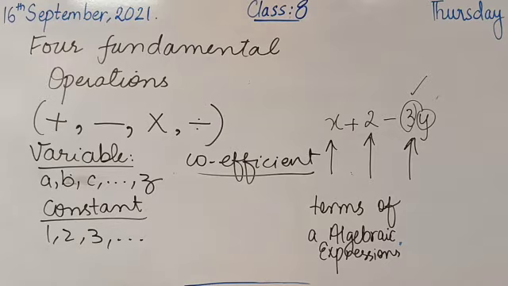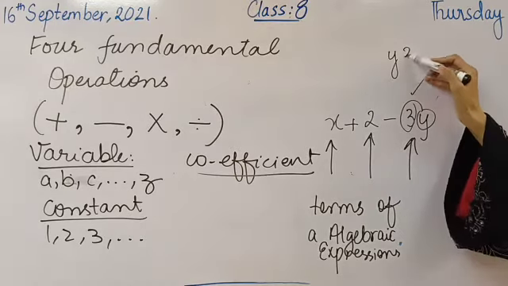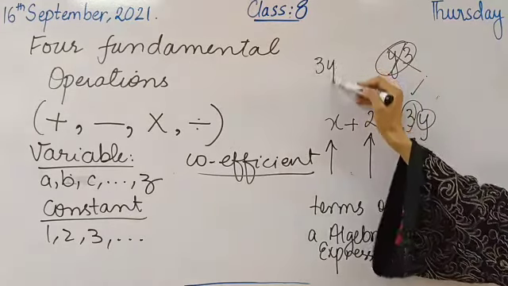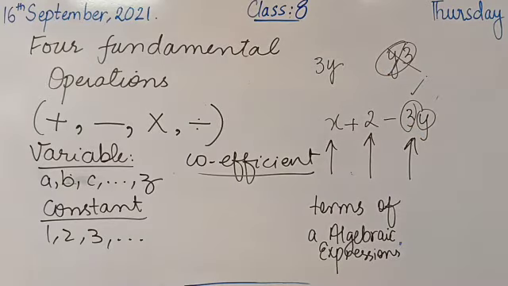Mostly it will appear before the variable. We will not write like this: y3. This is the wrong way. It will always be before the variable. So in 3y, 3 is the coefficient. Is it clear? Students, are these concepts clear?